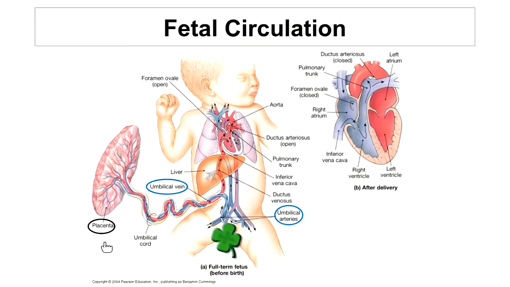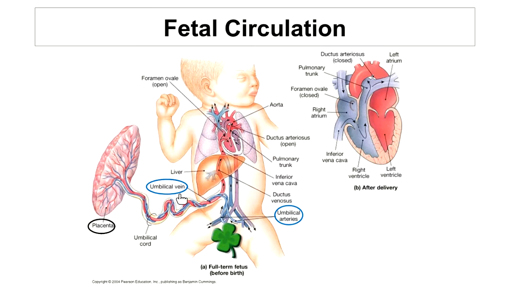Blood from the fetus is brought to the placenta by the umbilical arteries. They're coming from the fetus going to the placenta, and they are branches off of the internal iliac arteries. You can see right there, there are branches off the internal iliac arteries. Oxygenation occurs at the placenta. Blood carrying nutrients and oxygen returns to the fetus by way of the umbilical vein.